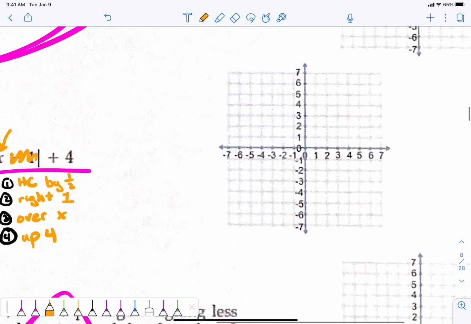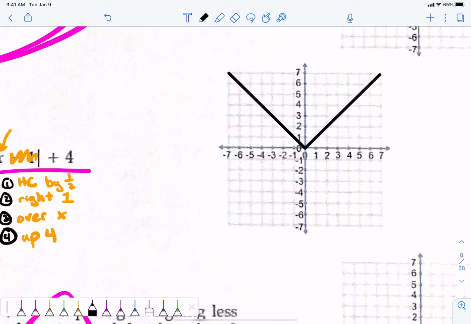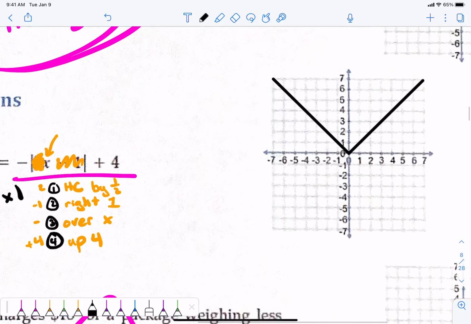All right, so our parent function, I'm going to graph it on here. It is the absolute value. It looks like this. And we're doing a horizontal compression by 1/2, so it's going over 1 up 2, over 1 up 2. This is what it looks like. I'm just going to graph it dotted because we're going to move it. That's what the horizontal compression looks like.